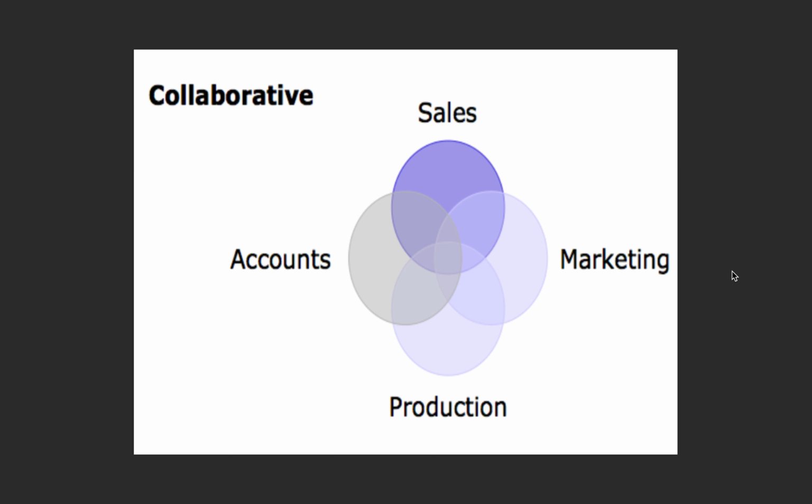A collaborative chart can also be a part of a flat organization chart, because as you can see here, the sales, the accounting, the marketing and the production groups are working together to develop one thing based on what the organization needs at the moment.